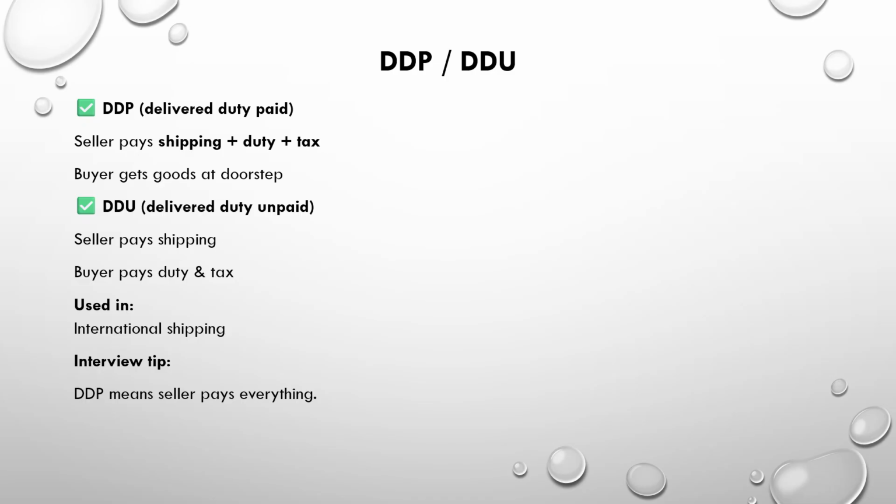Where are DDP and DDU used? DDP and DDU are mainly used in international shipping and imports. In interviews, remember this line: DDP means the seller pays everything. So understanding DDP and DDU helps you clearly know who pays what in international logistics.